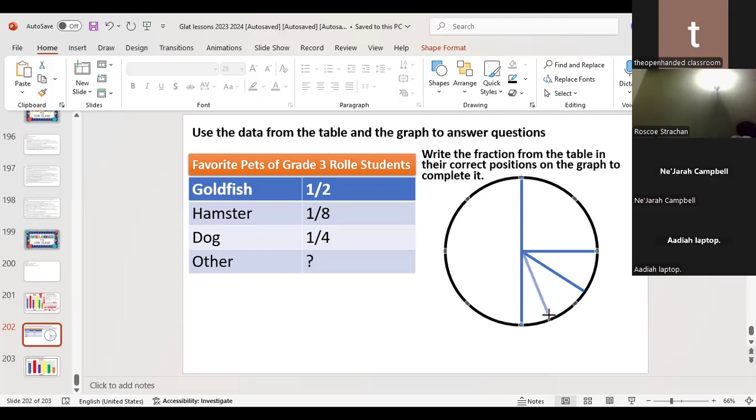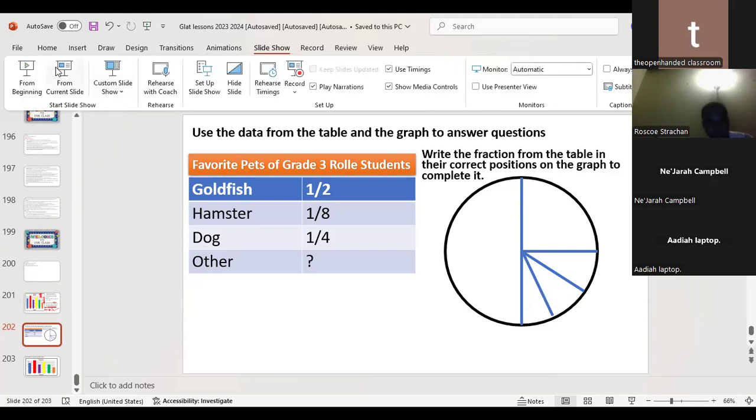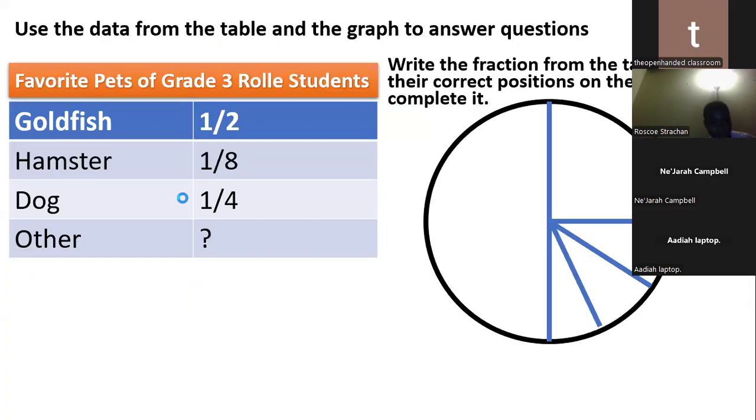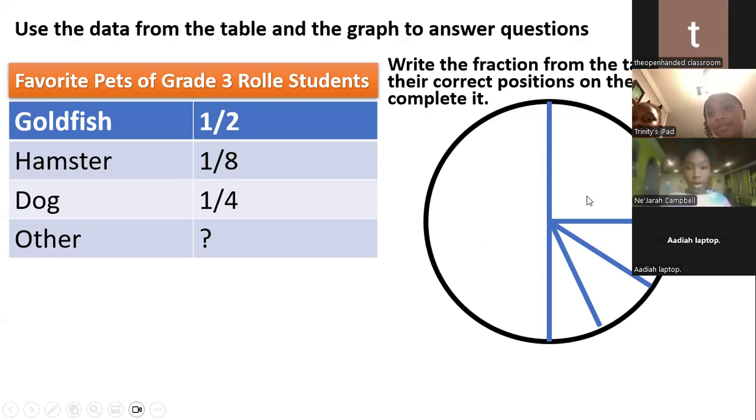Okay, good. I think we're good now. So what we're going to do is fill in these things. Which one would be a half? Where would the half go? I know the goldfish, but where would the half go on the circle? This side or this side?